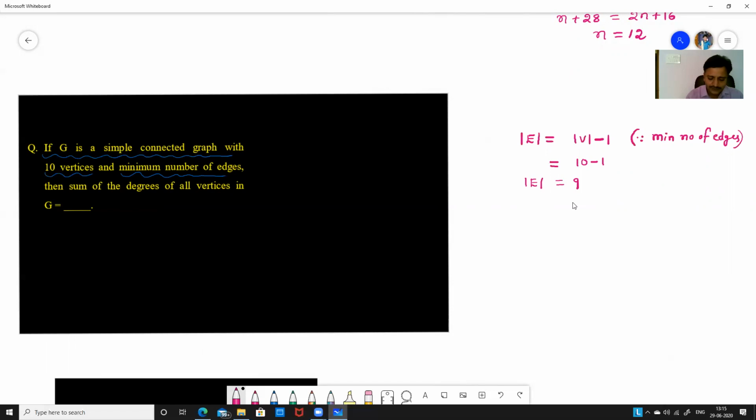But what did they ask in the problem? The sum of degrees of all vertices in G is equal to... They're asking for the summation, i runs from 1 to n, of the degree of all vertices. Obviously, we know that this value is equal to 2 times the total number of edges, which is 2 times 9, which equals 18. Therefore, the correct answer for this question is 18.